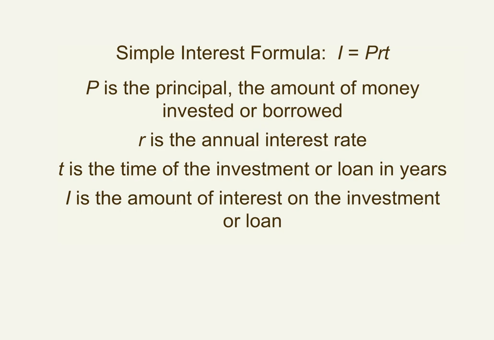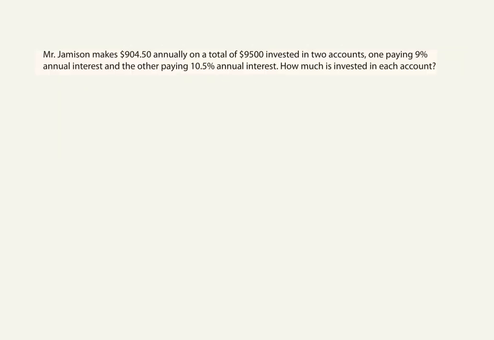And so basic interest formulas are, if you look at this example, Mr. Jameson makes $904.50 annually on a total of $9,500 invested in two accounts, one paying 9% annual interest and the other paying 10.5% annual interest. How much is invested in each account?